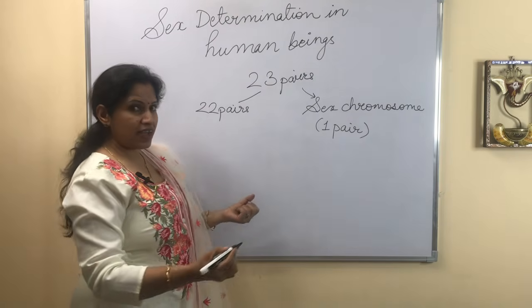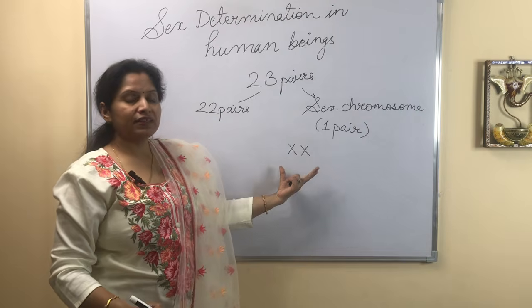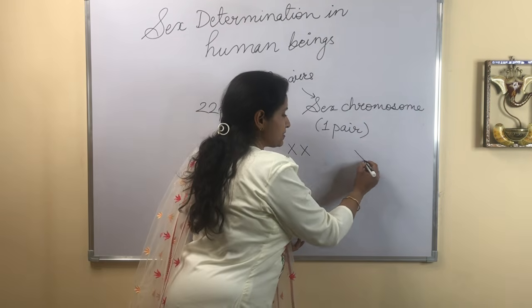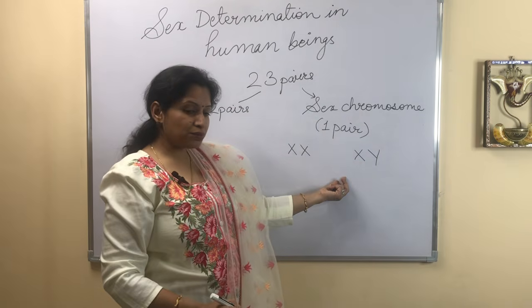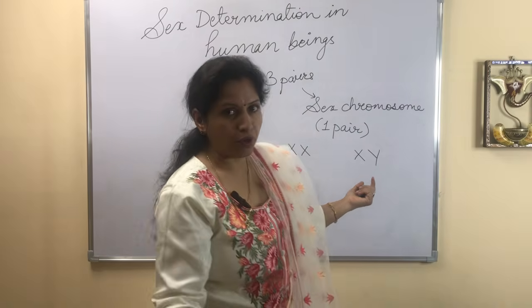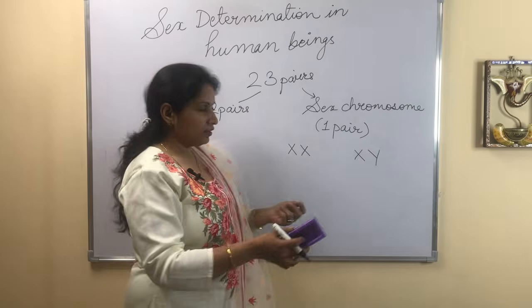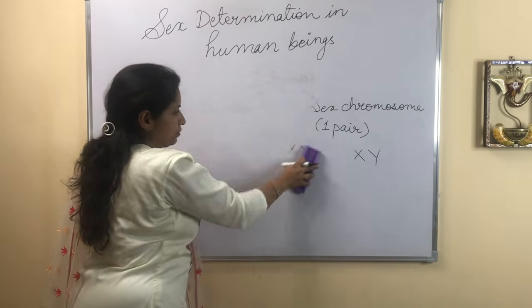If a person is having 2 X chromosomes, then the person is a female, and if a baby has X and Y chromosome, means one is X chromosome and the other is Y chromosome, then the baby is going to be a baby boy. Okay, so let's see how the baby is getting the sex determination.